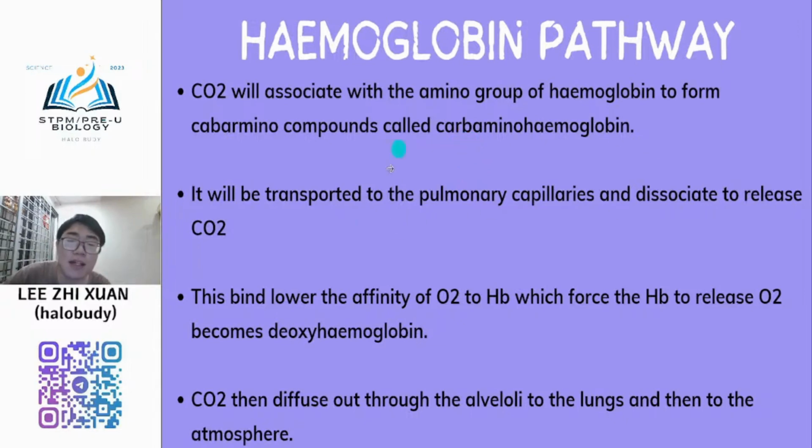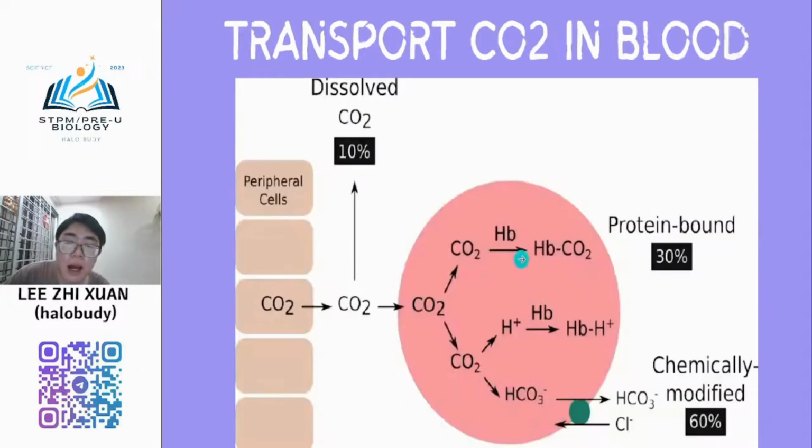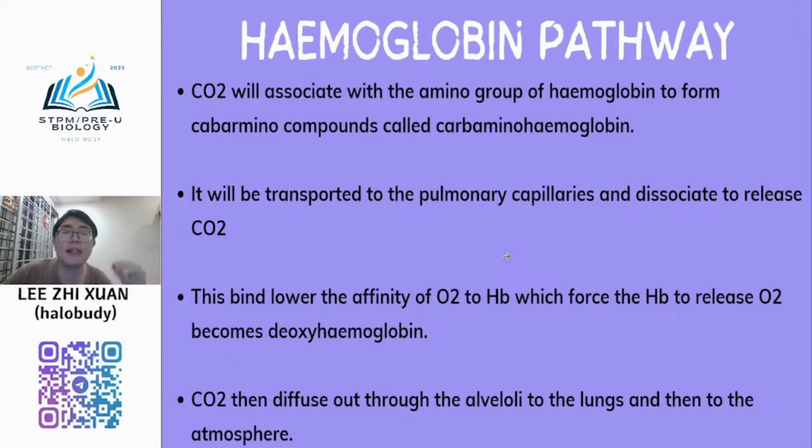Normally it is the same as what I mentioned for oxygen. It will be transported back to the lung, and then the carbaminohemoglobin will dissociate to form carbon dioxide and hemoglobin again, and this carbon dioxide will diffuse into the alveolus for gaseous exchange. So it is similar to oxygen. What happens in oxygen, just copy back to carbon dioxide. The pathway is reversible. The only difference is the compound name, carbaminohemoglobin. This one is the hemoglobin pathway.